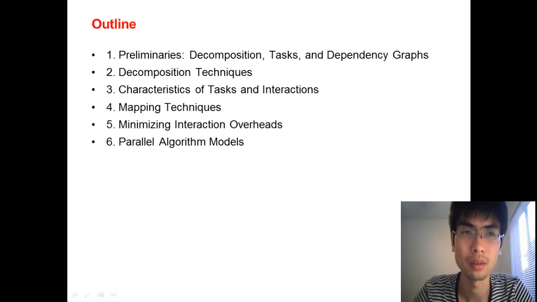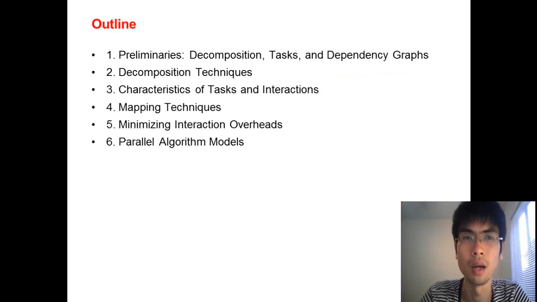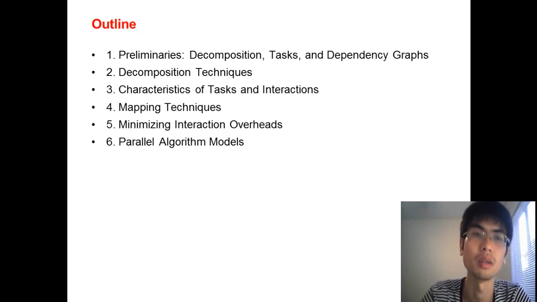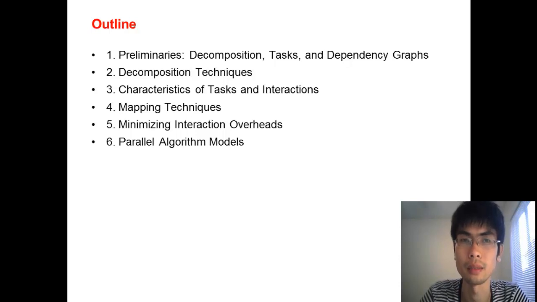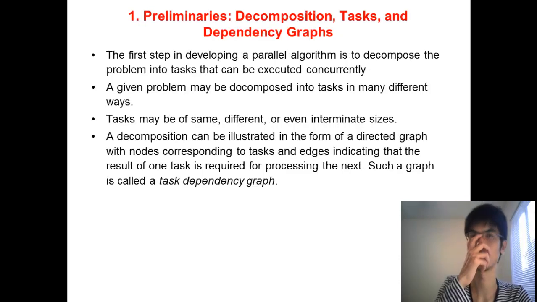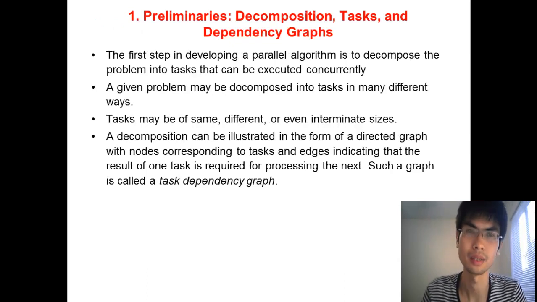In this lecture, I will cover six parts. The first will be some preliminaries about parallel programming. The second part is about decomposition techniques, and characteristics of tasks and interactions will be the third part. The fourth part is mapping techniques, the fifth one is minimizing interaction overheads, and the last part will be parallel algorithm methods. Okay, let's begin with some preliminaries in parallel computing.